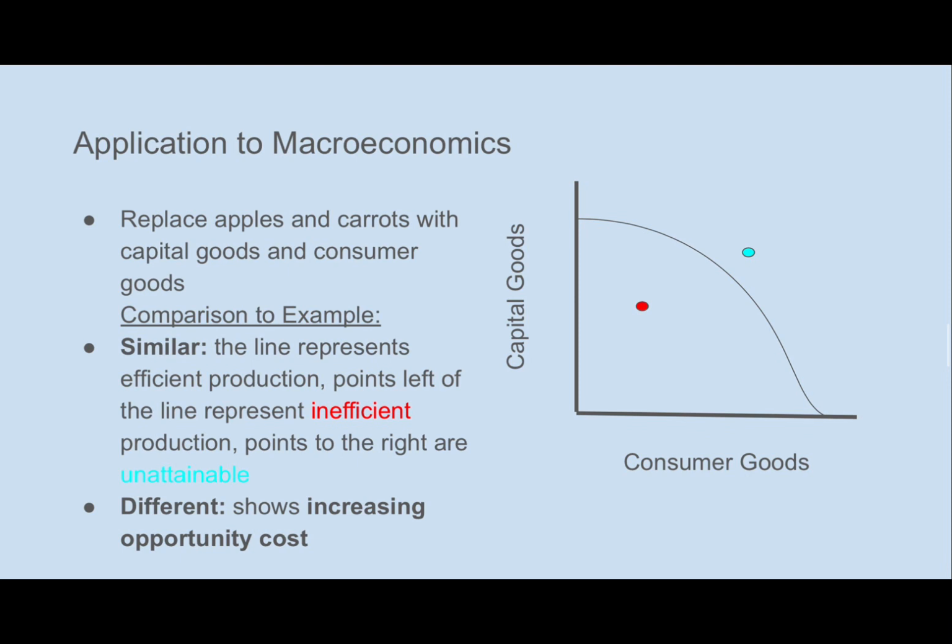Similarly to the red point, the teal point lies outside of the efficient means of production, meaning that it's unattainable because the resources that are needed to reach that point are currently unavailable. Like I've said, the key difference in this graph and the previous graph is that this graph, because of the bowed out curve, shows an increasing opportunity cost, not linear.